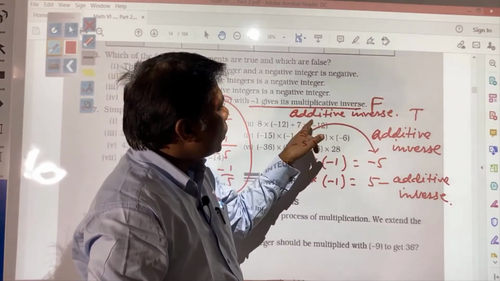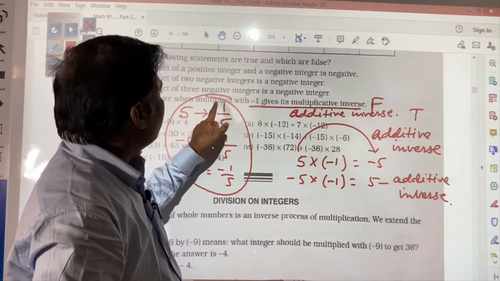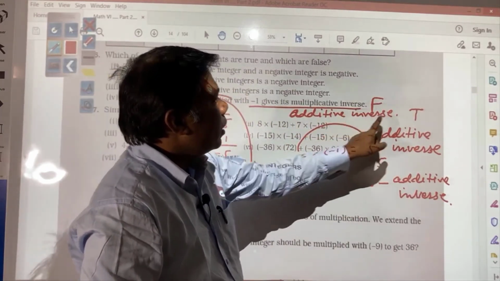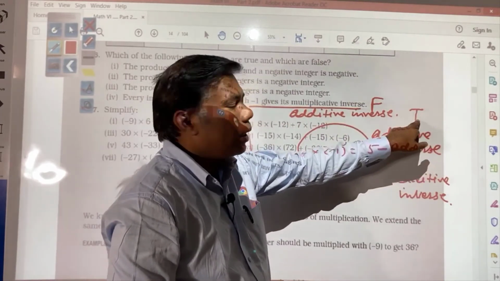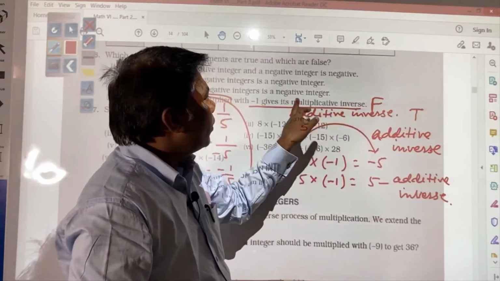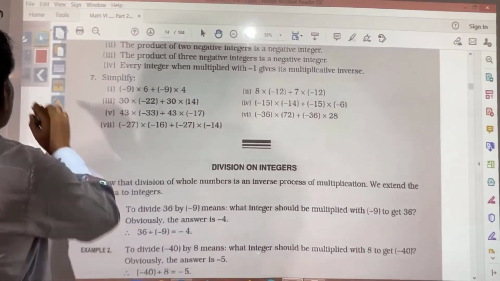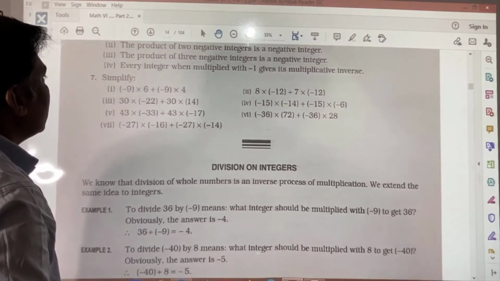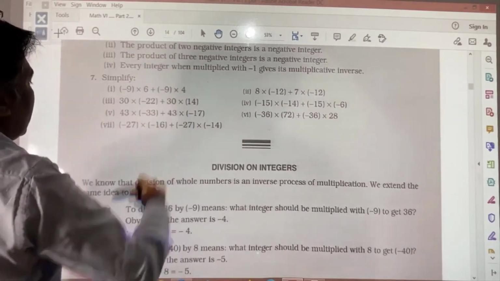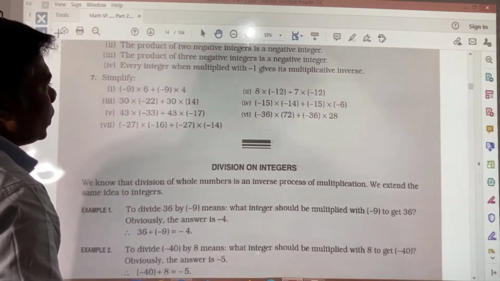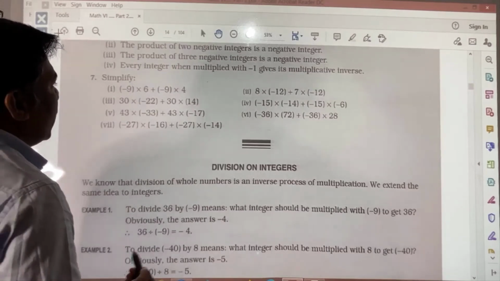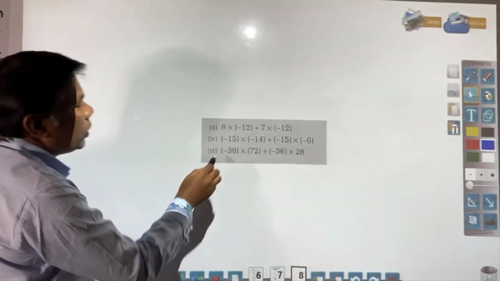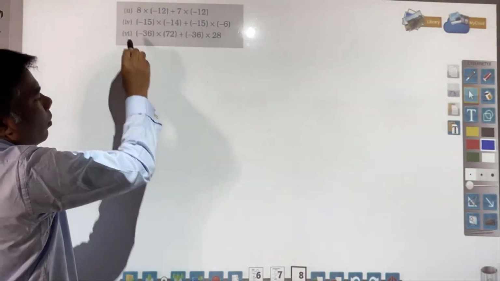So your question should be in this way: every integer when multiplied with -1 gives additive inverse. Then your question will be correct and the answer written in the book will be true. Otherwise this is false. Next question we have, question number 7, simplification. Till now if you have understood all the questions, I think you will be able to do them. But there are also a few questions I am taking. By seeing these questions, the remaining questions you must solve by yourself.